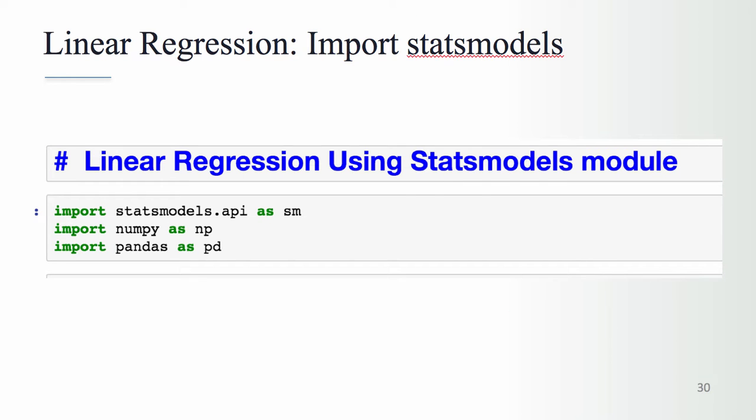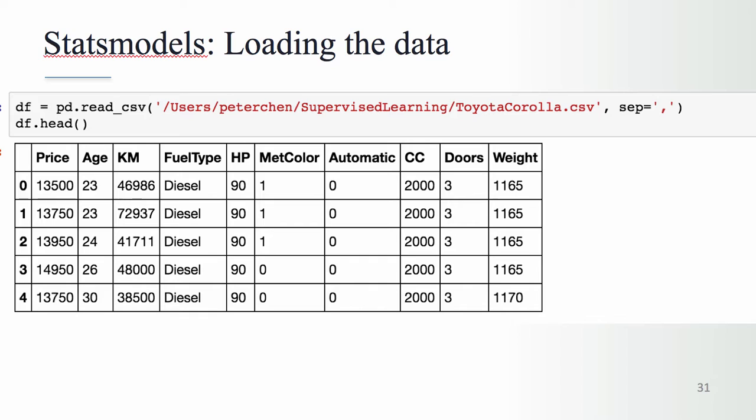Okay, let's jump right into it. It's relatively simple. All you have to do is say import statsmodels.api as sm. That's just my shorthand, and then import the usual NumPy and pandas libraries. So let's try to replicate what we did earlier with scikit-learn, but now using the Statsmodels module. Here again, we read in the file as a pandas data frame and did the head, so you can see all the fields: price, age, kilometer, which is a measure of mileage, fuel type, and so forth.